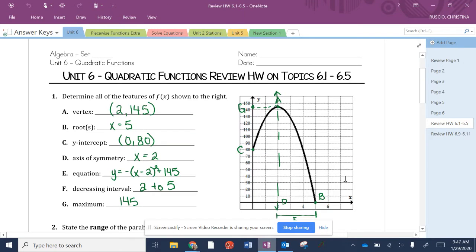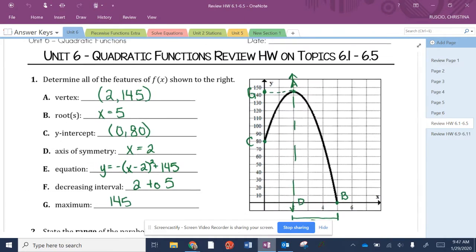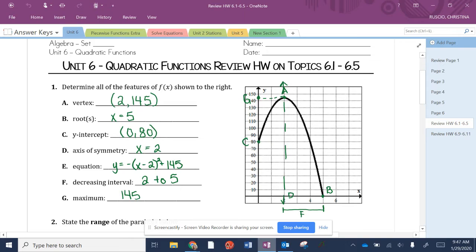Hi everyone, we're going to take a look at the homework review for your quiz. So as you can see, here are the answers to question number 1. I'm just going to point out a couple of things that are very important to me.